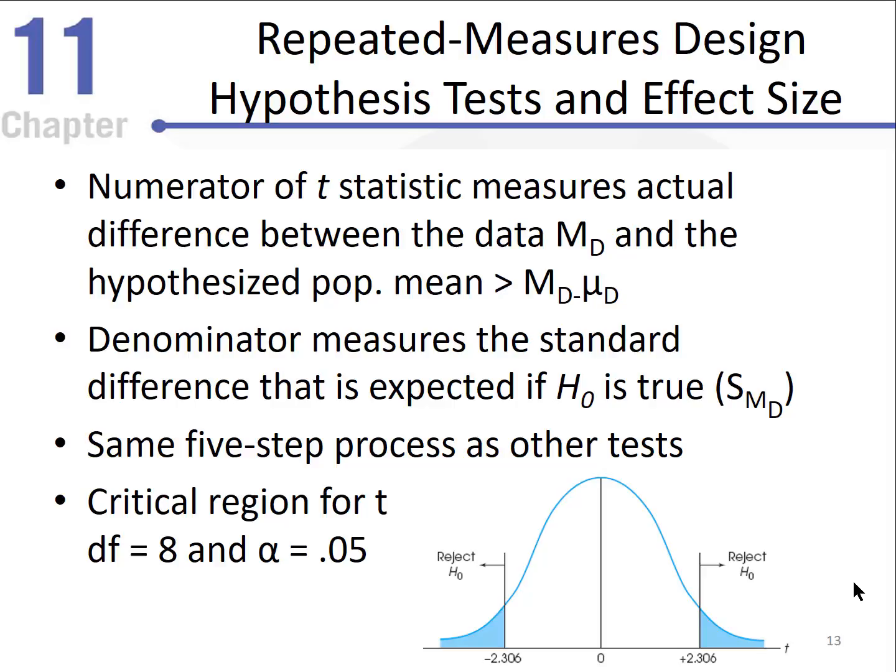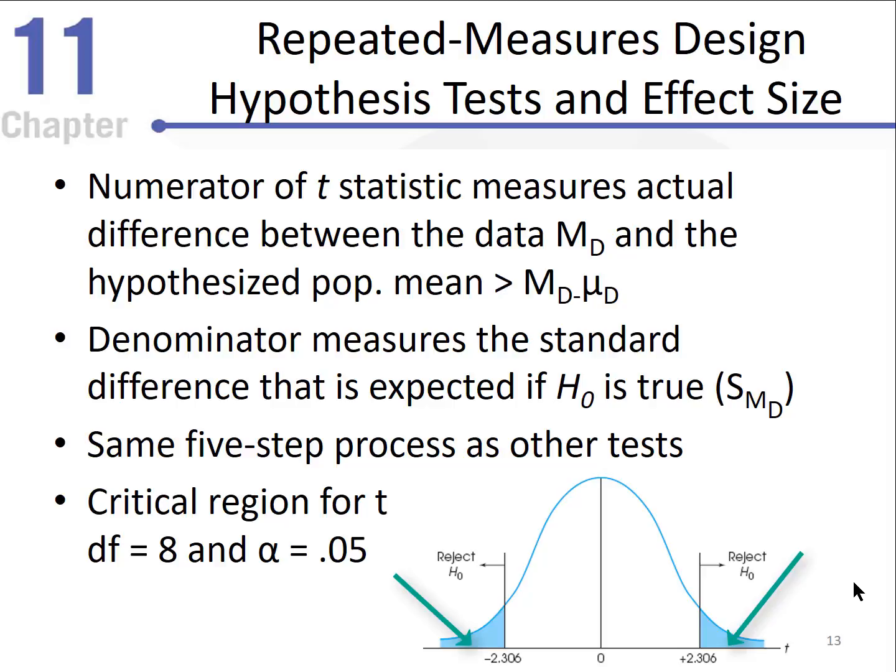We have exactly the same 5-step process as we did for the other tests. So step 1 being considering which test do I have to use, and then state our hypotheses and so on. And here you can see an example of, for example, the critical region for t with a degree of freedom of 8 and an alpha of 0.05. These would be the critical t values.